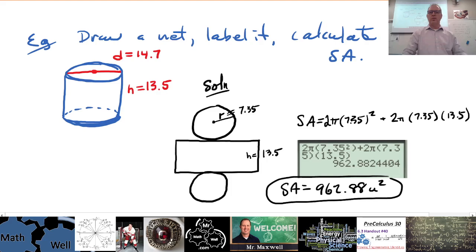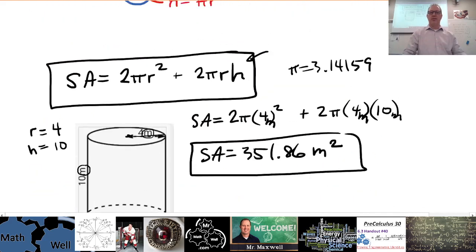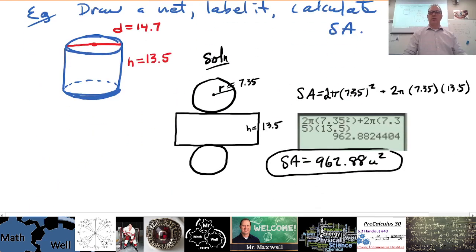So what we want to do is go with the surface area formula, right here, the surface area formula that you all are going to memorize: 2 pi r squared plus 2 pi r h. And we want to plug in our values just like we did here. r is half of the diameter. So half the diameter is 7.35 in this question. Plus 2 pi times r, 7.35, times 13.5. So if you plug that into your calculator, you should get 962.88.